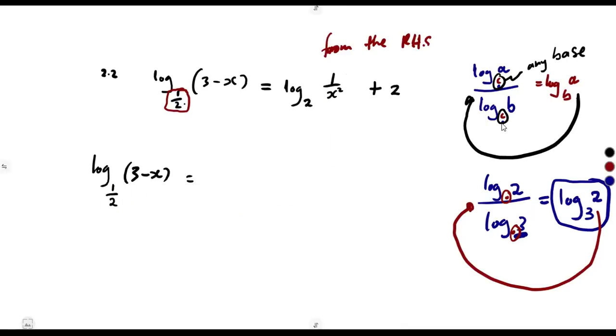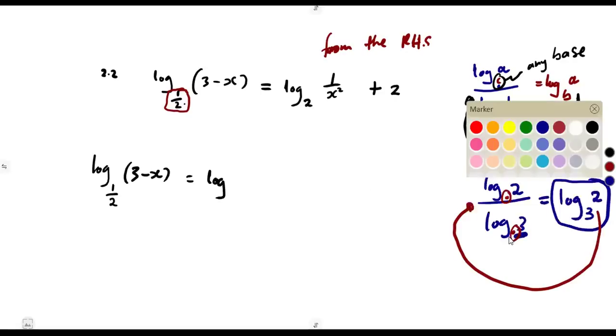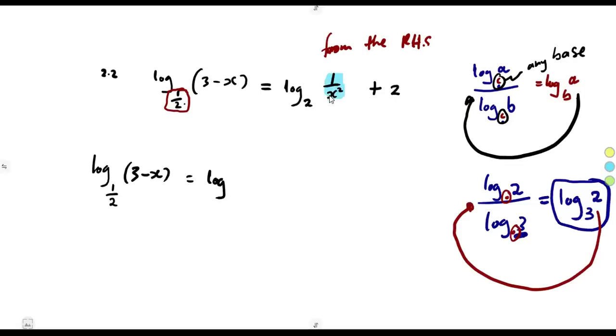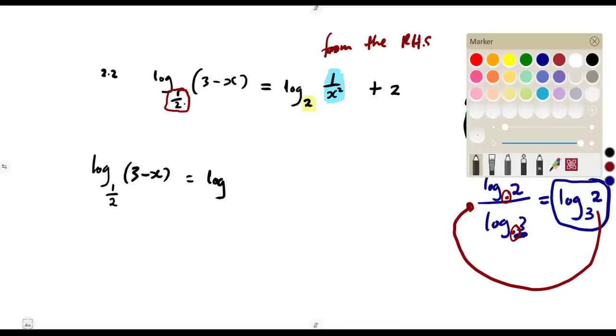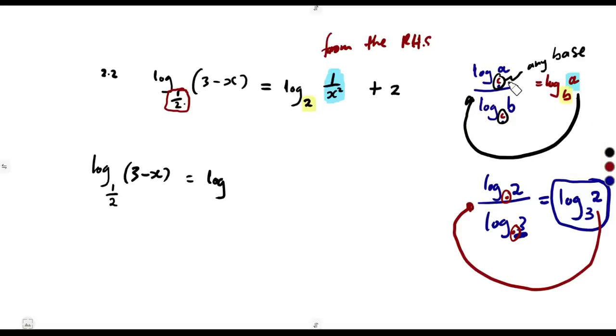This is the only law we can use, which tells us that any base can be introduced as long as you divide. The number here, 1 over x squared, represents your A, just like here. The 2 here represents the B, just like here. So if you consider this properly, it was going to be what?